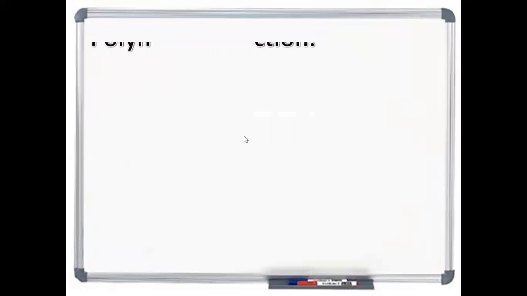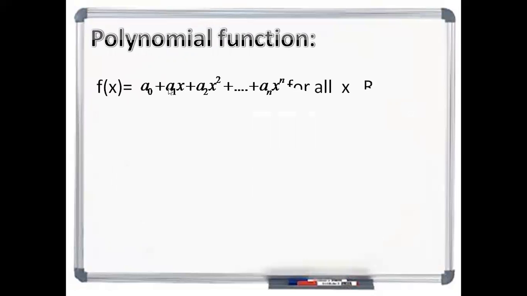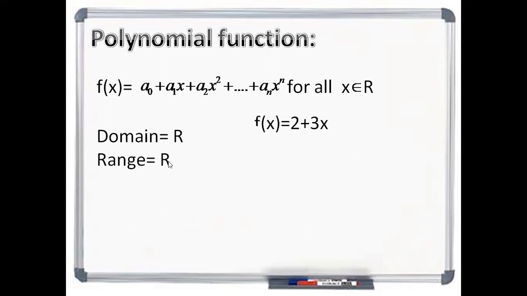Next function is polynomial function. f(x) equals a0 plus a1x plus a2x squared up to anx to the power n. In this polynomial, we can put any real value of x, and f(x) is also real. So its domain is the set of real numbers and its range is also the set of real numbers.